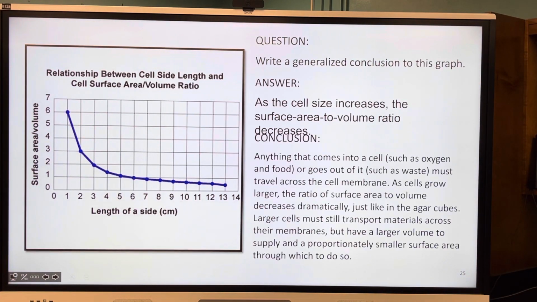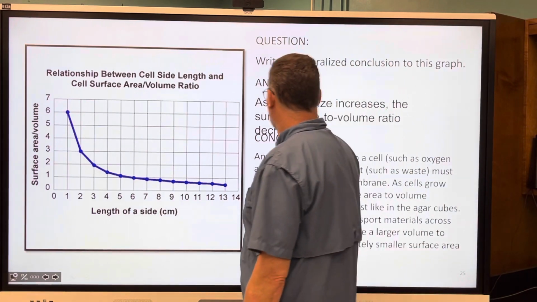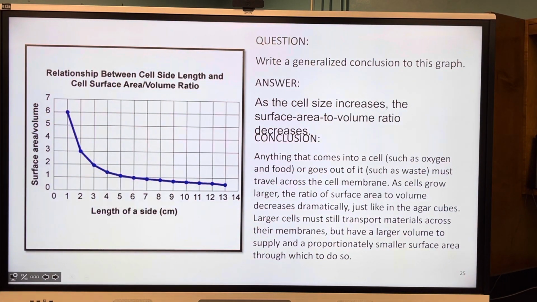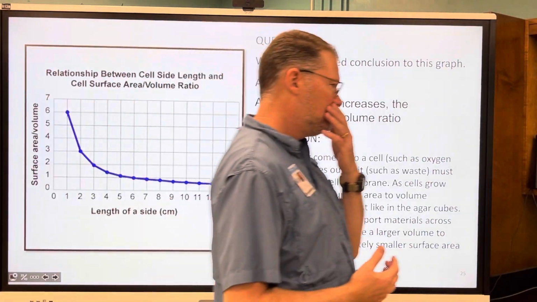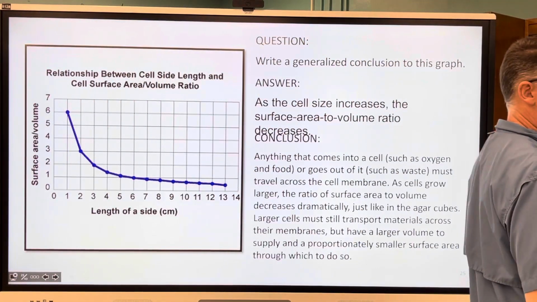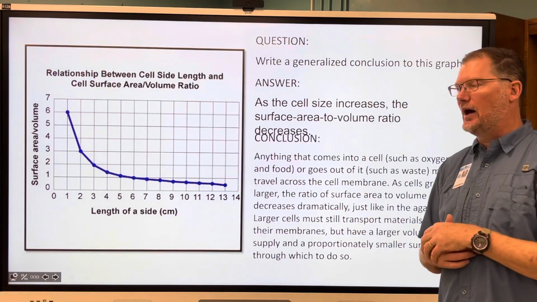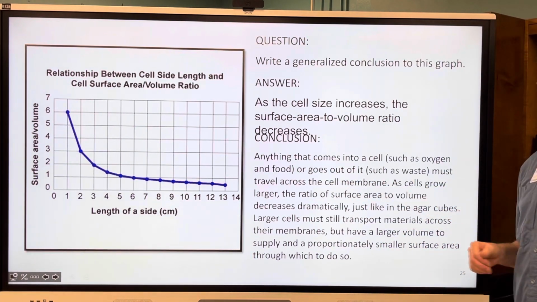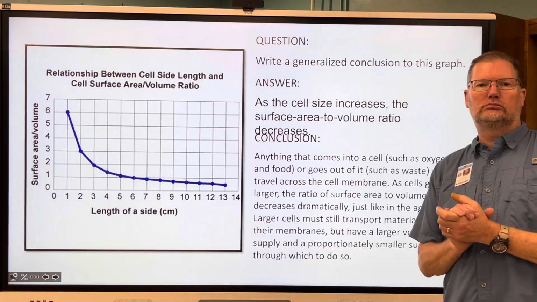So the conclusion here is that anything that comes into a cell, like oxygen or food or nutrients, or goes out of it, like any waste products or even materials for other parts of the body, proteins and stuff that it made, must travel across the cell membrane. We know that. That's obvious.